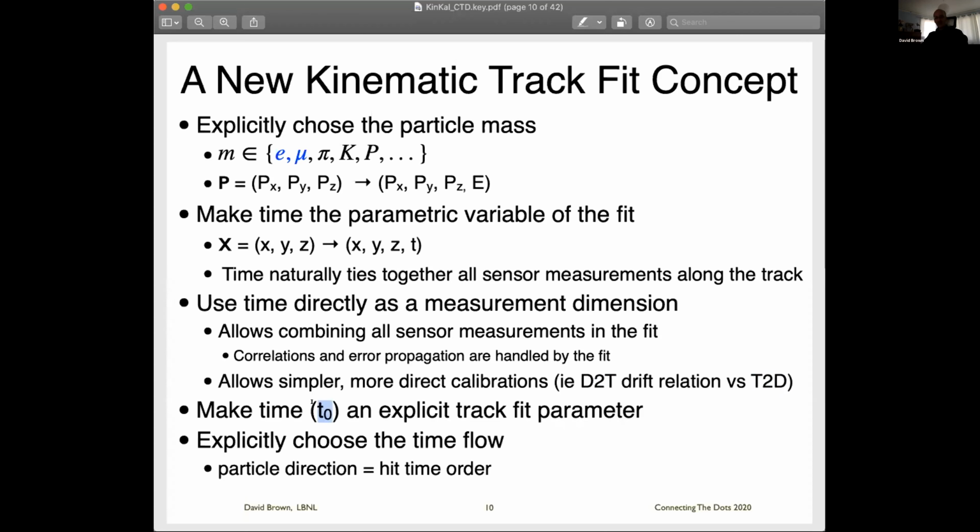We also make the T0 an explicit track fit parameter. We have to, because in our tracks, we don't have any other constraint. It is a free parameter, individual for every single track. And we explicitly choose the time flow, so we can decide if the track is passing upstream or downstream. Basically, that's defining the hit order.